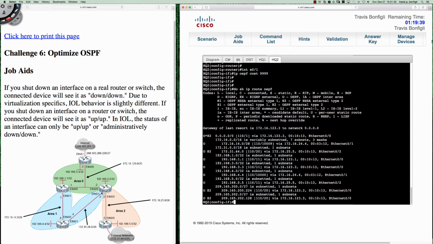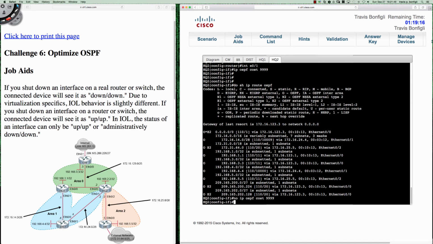So here's what I'm going to do. We're going to flip the scenario, and we're going to force all traffic to come in through HQ2, which should be the method we would want to use. So let's give that a try. What do we need to do to solve that? The first thing we need to do is say no IP OSPF cost 9999, and that's on HQ2.